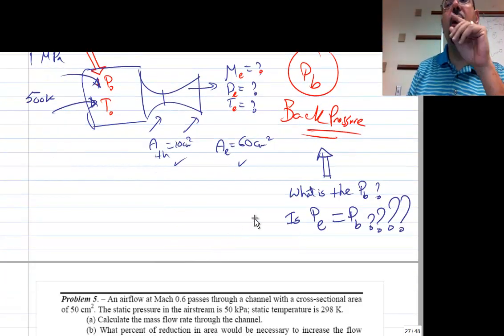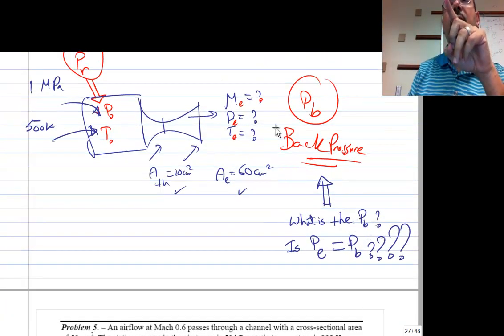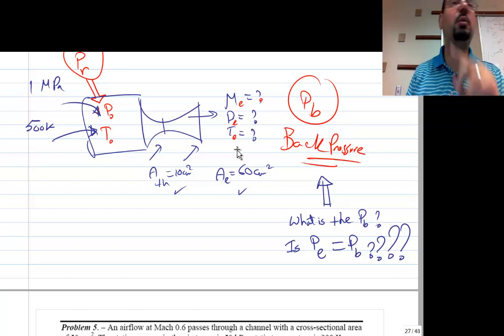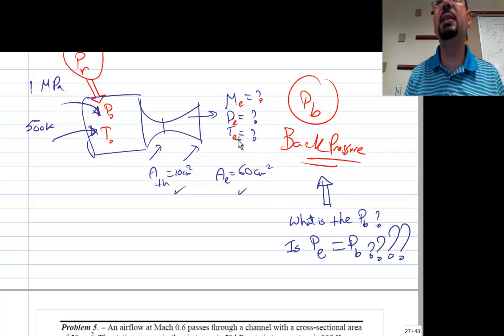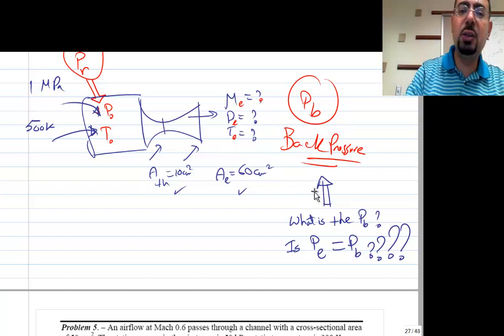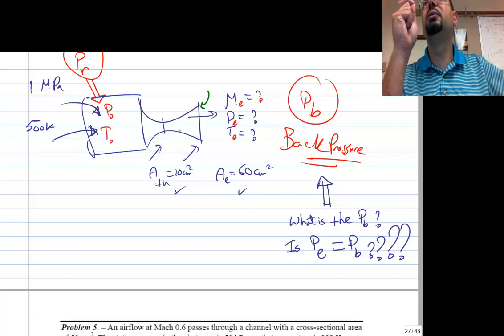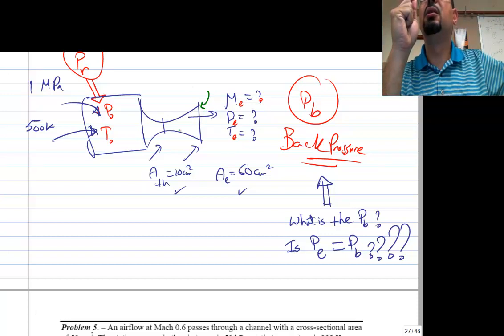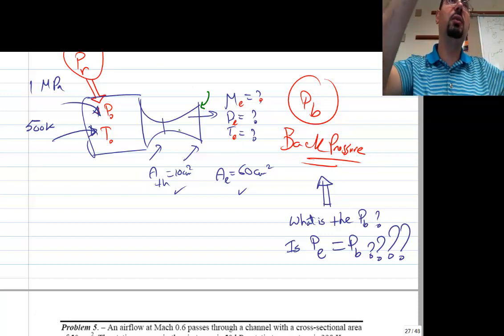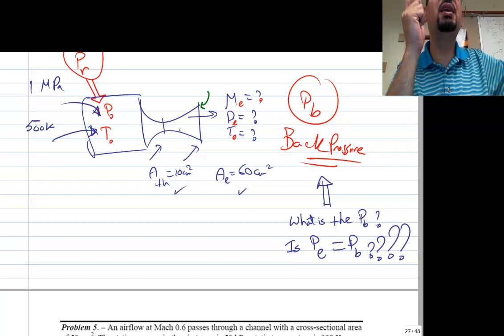All right. So P back, huh? Is P back the same as P exit? The exit pressure, the exit Mach number, and the exit temperature, those are the values one micrometer outside the nozzle, just outside the nozzle, or basically at the plane of the nozzle, kind of. Is P exit the same as P back?